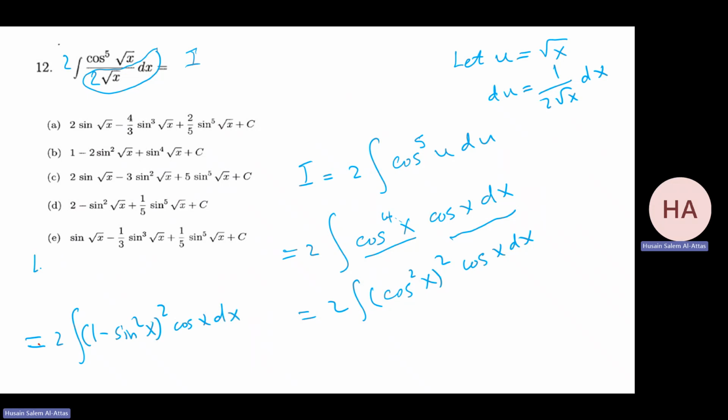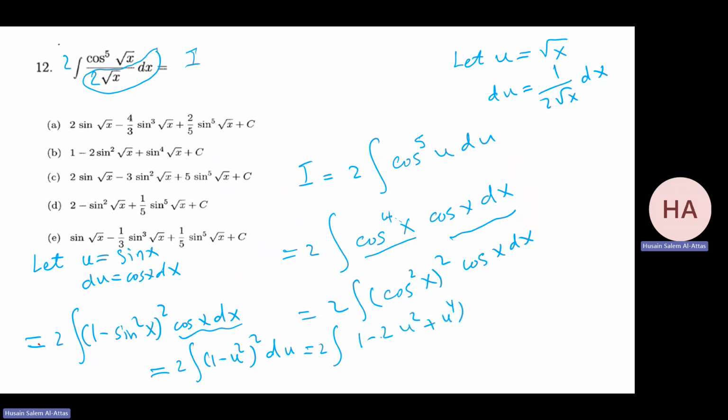Now I will let u equal sine x, du will be cosine x dx. So that equals 2 times (1 minus u squared) all squared du. So I have 2 times the integral of 1 minus 2u squared plus u to the power 4 du. Don't forget the 2 outside. That gives u minus 2u cubed over 3 plus u to the power 5 over 5 plus c.